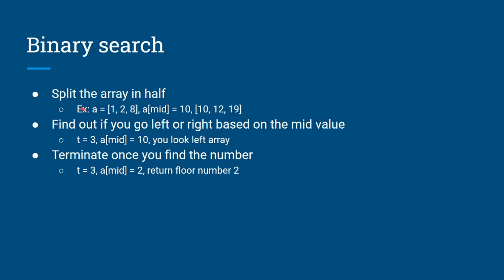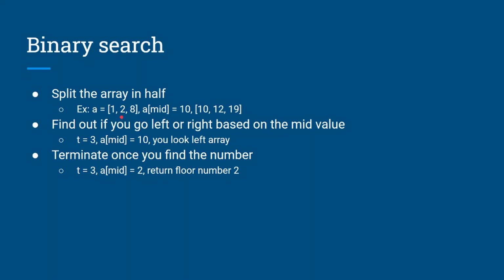Binary search. The first step is you split the array in half. So, for example, if the array was the array that we were using before, and A mid was 10, then this would be the left array, and this would be the right array. Find out if you go left or right based on the middle value. So if T was 3 and mid was 10, you'd look at the left array. Terminate once you find a number.